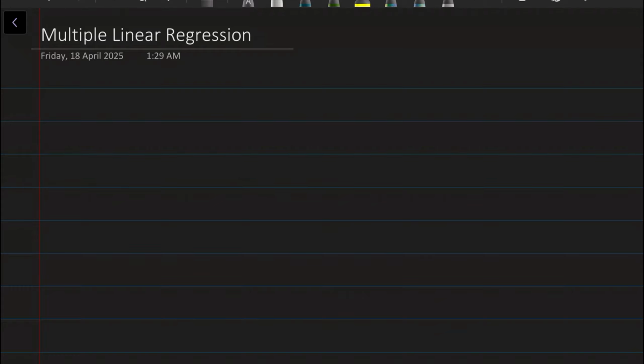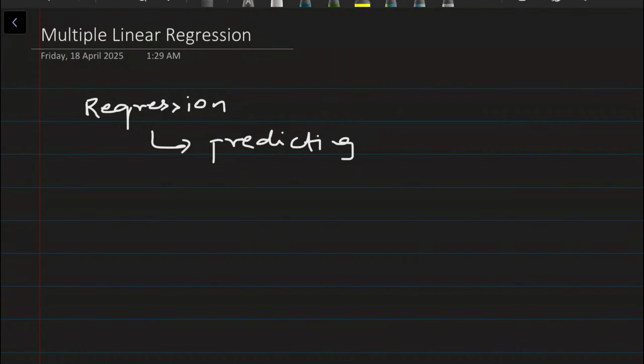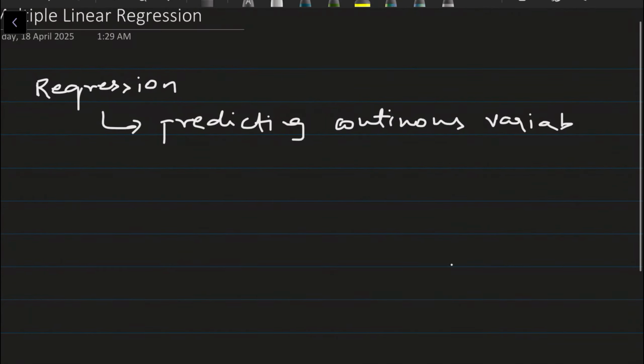Okay, so let's recall something. What is meant by regression? It is nothing but predicting continuous variables. So how does it differ from simple linear regression? The only difference is that it contains many features, more than one feature.